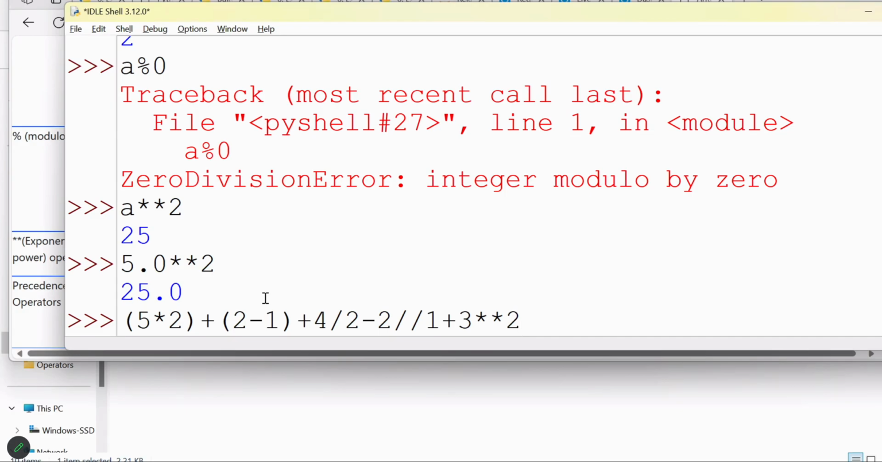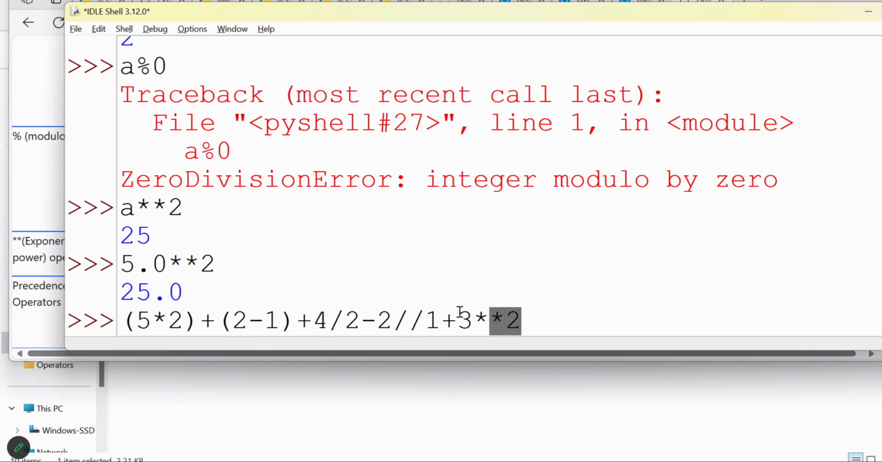In that case we have to use left to right evaluation. First we have to complete the division, 4 divided by 2. Is that 2? 4 divided by 2, just a second.